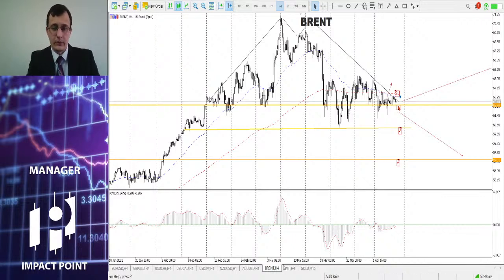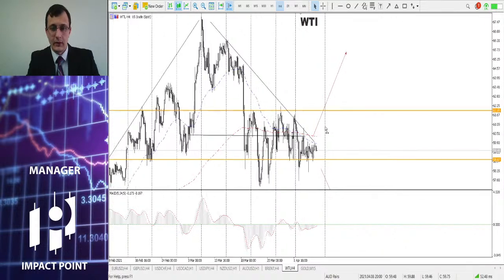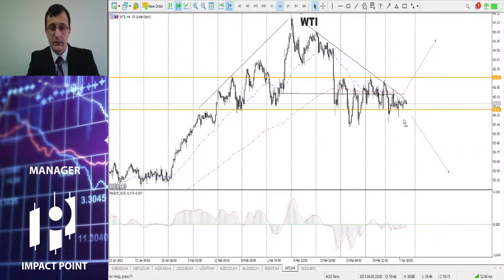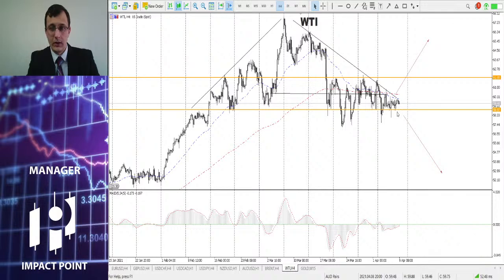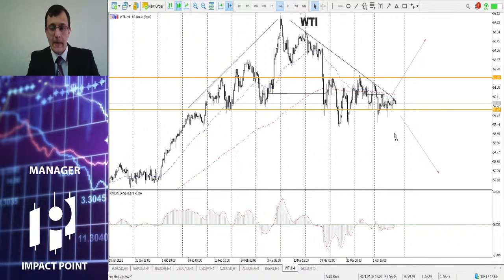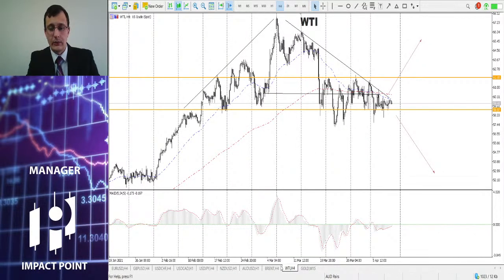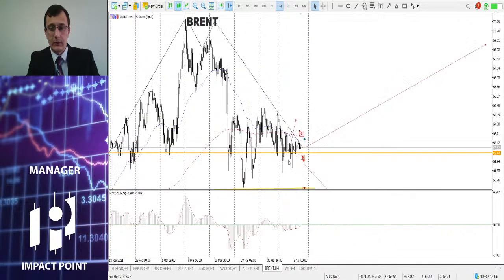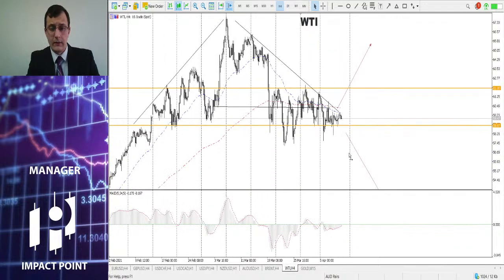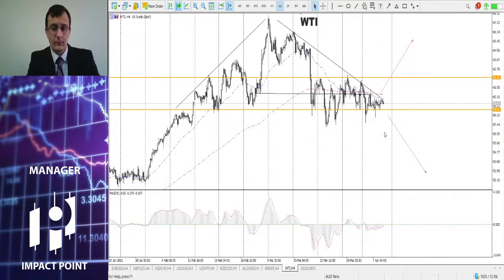Moving forward to WTI, here we have almost the same pattern. Again, if you decide to do the same thing as on Brent, I mean to open sell trades, you can do the same thing here. But it's up to you to decide on which instrument you want to trade.